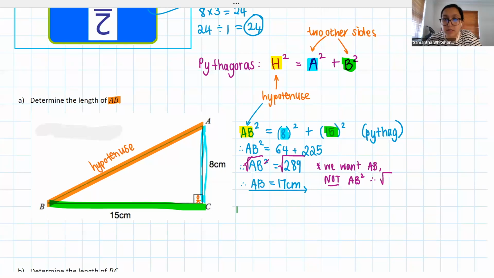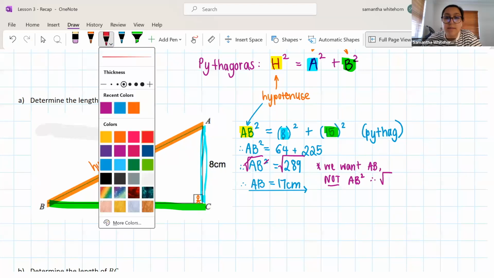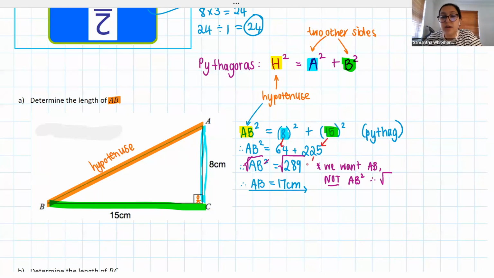If you swap them, it doesn't matter. Right, then we squared each of these values. So Zoe, in response to your question, 8 squared gives us 64, 15 squared gives us 225. So that's where those values have come from. When we add 64 and 225, we end up with 289.